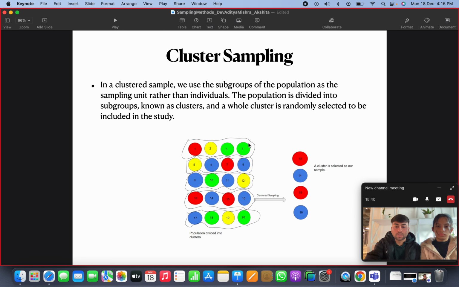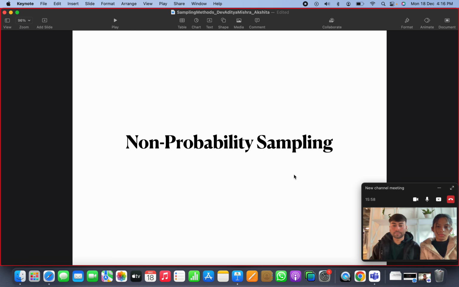In cluster sampling, we make subgroups of the population rather than individuals. The population is divided into subgroups known as clusters, and a whole cluster is randomly selected to be included in the study. Here we can see that we divided the whole population into 5 clusters, and then we selected the samples out of it. Now let's understand non-probability sampling.